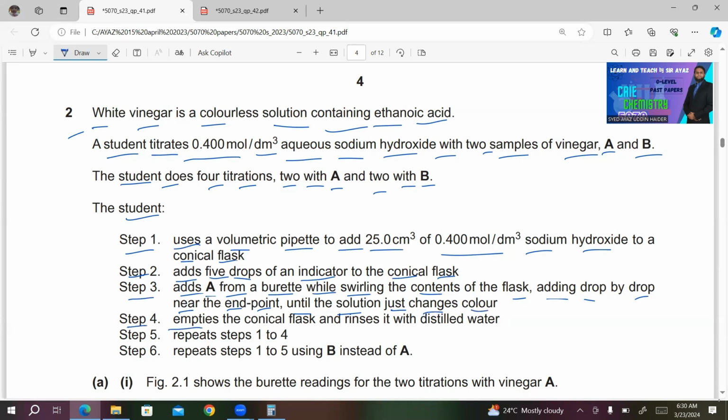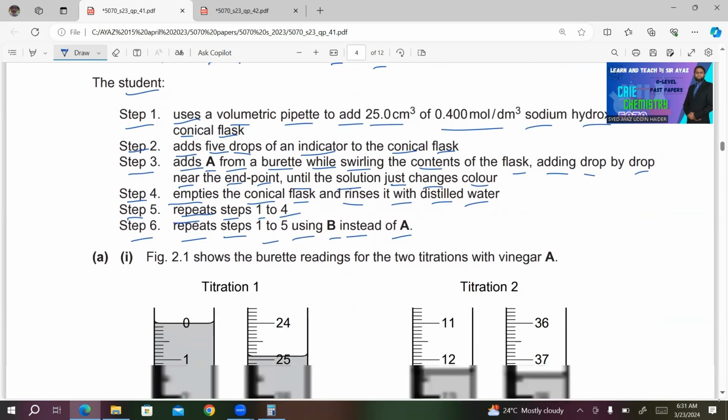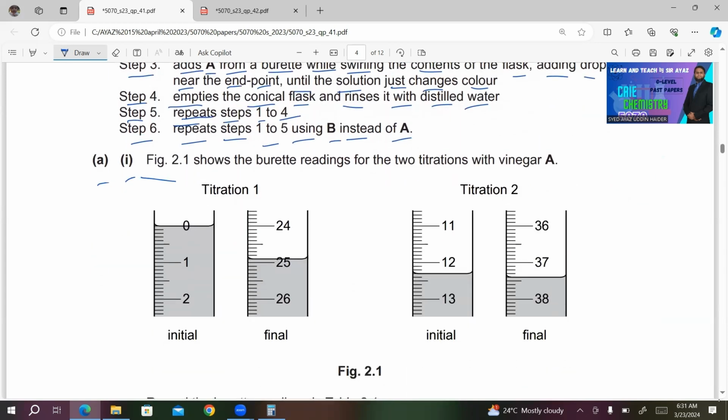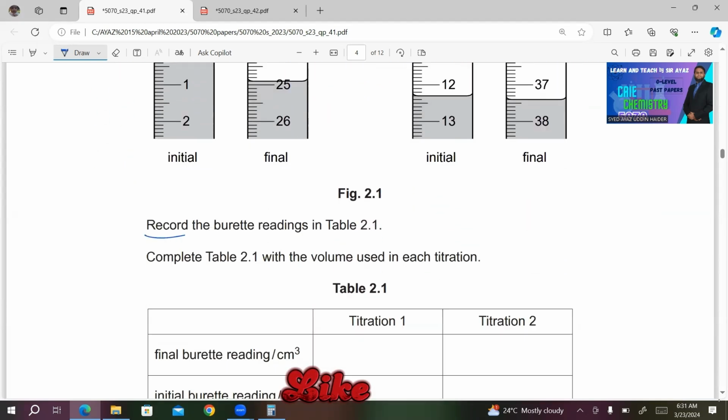Step 4, empties the conical flask and rinses it with distilled water. Step 5, repeats steps 1 to 4. Step 6, repeats steps 1 to 5 using B instead of A. Part A1. Figure 2.1 shows the burette readings for the 2 titrations with vinegar A. You have titration 1, titration 2. Record the burette readings in table 2.1. Complete table 2.1 with the volume used in each titration.